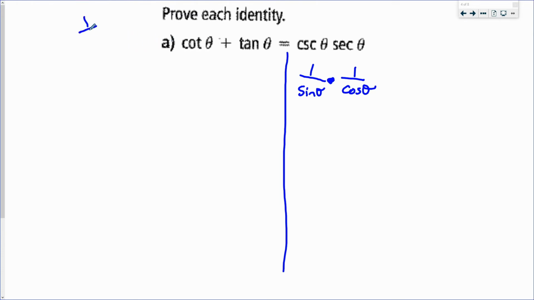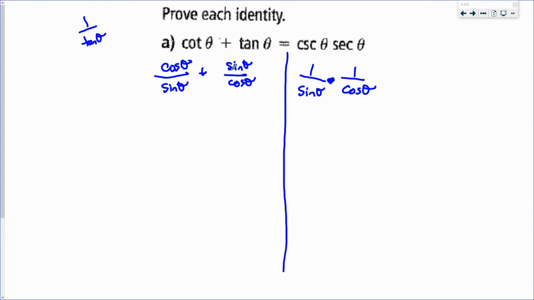Cotangent's 1 over tan. So you probably want to plug in the definition of tan. Now, tan is sine over cos. So you got 1 over sine over cos, which means you're just going to do the reciprocal and you're going to get cos over sine theta. And again, tangent is sine theta over cos theta.